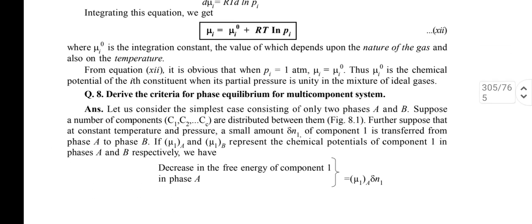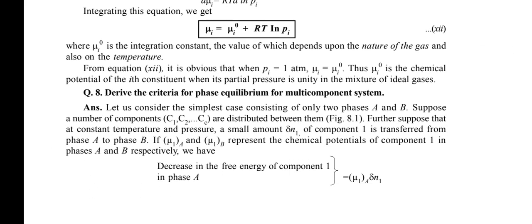Question number 8. Derive the criteria of phase equilibrium of a multi-component system. Let us consider the simplest case consisting of only two phases A and B. Suppose a number of components C1, C2, Cc are distributed between them. Further, suppose that at constant temperature and pressure, a small amount del N1 of component 1 is transferred from phase A to phase B.